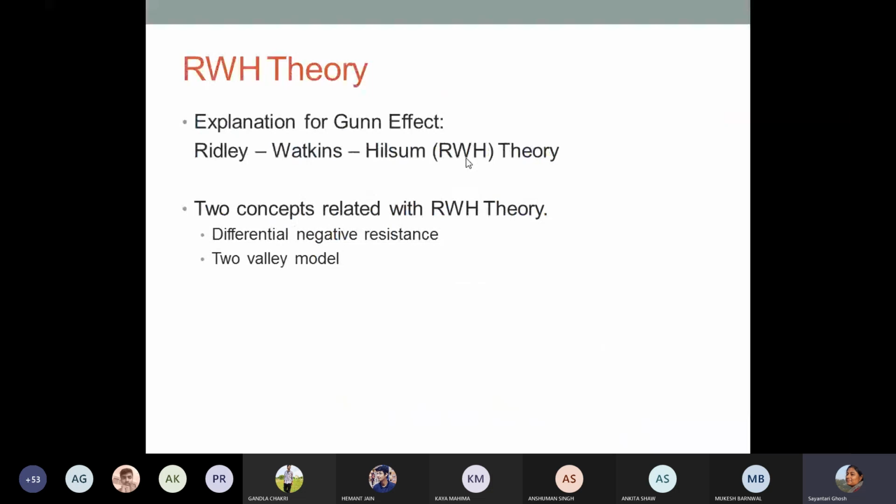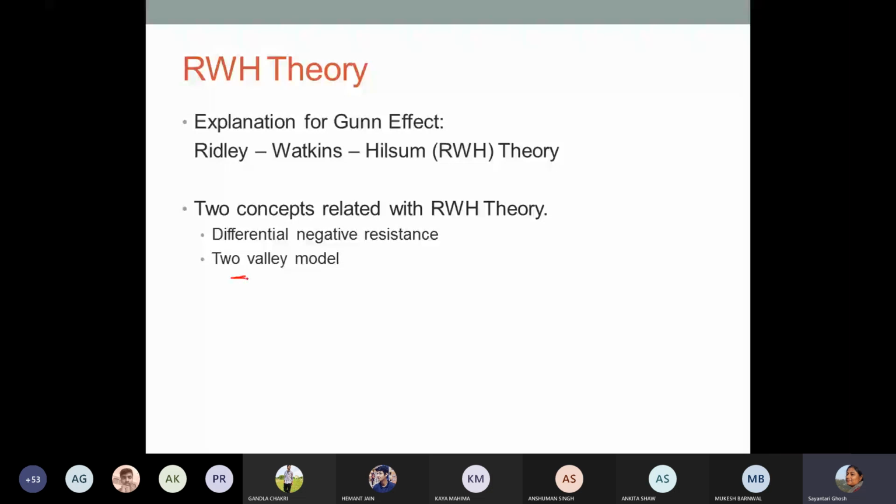So let us try to understand why this kind of phenomenon happens if you have an n-type gallium arsenide and you apply a very high voltage across it. The phenomenon that we see is based on something called a two-valley model. Okay, so let us talk about this. This is a fundamentally important concept to understand the operation of this kind of device.